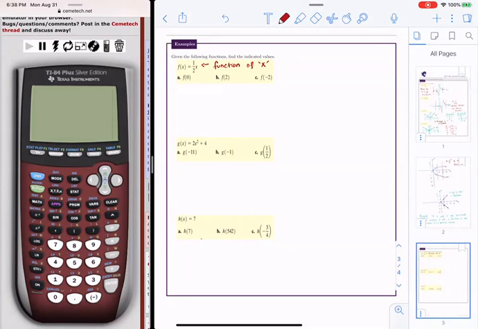For instance, if x is given as an input to f, you end up getting y.